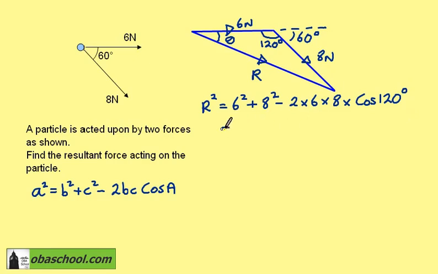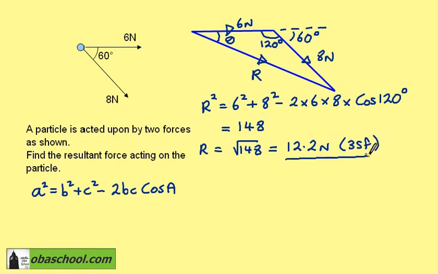This calculates to 148. R will then be the square root of 148, which is 12.2 newtons, correct to 3 significant figures.